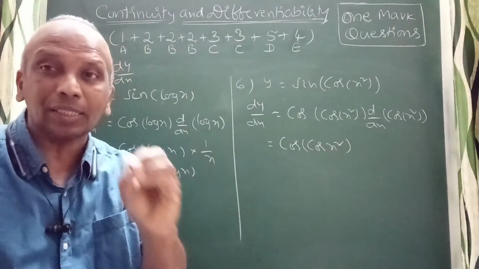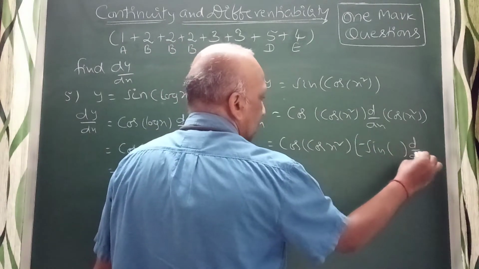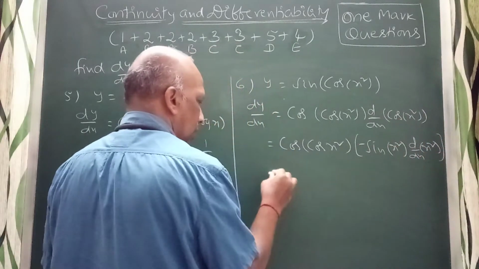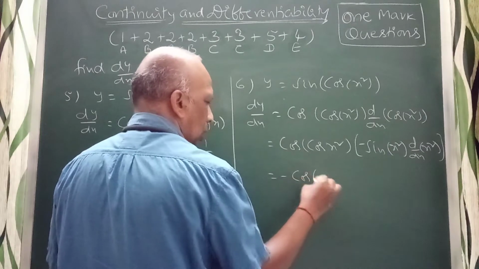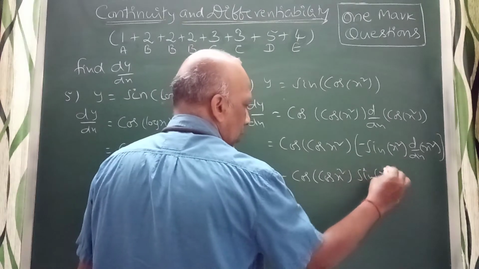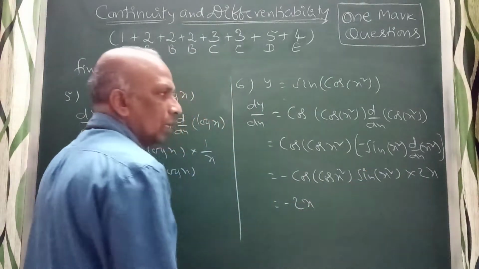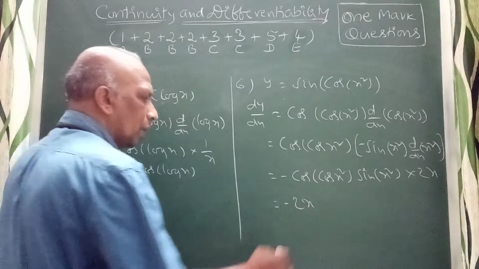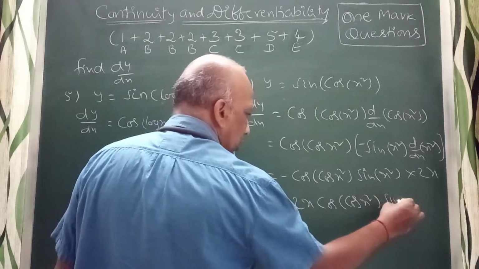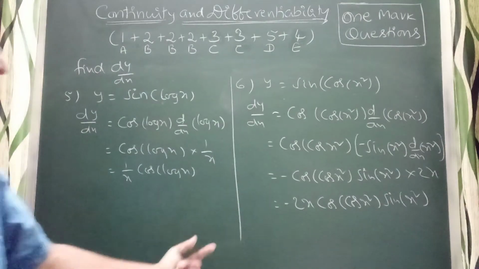Derivative of cos x is minus sin x. I can write minus sin of something into d by dx of something. So what should I write here? x square, right? So minus sin of x square into the derivative of x square, which is 2x. So I can write minus 2x. Derivative of x square is 2x. Now here, minus 2x sin of x square. So that will be your required answer, right? That is your required answer. So like this I can write.